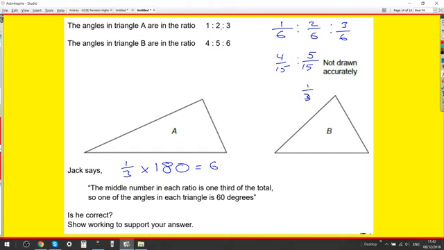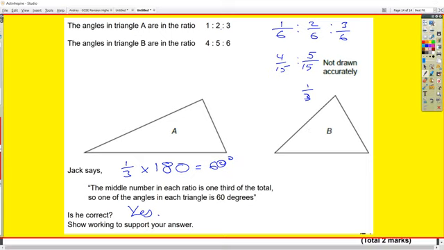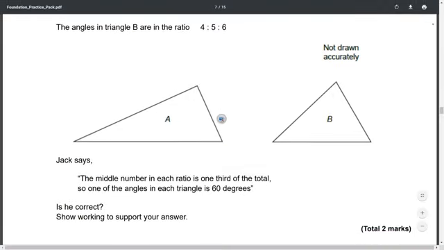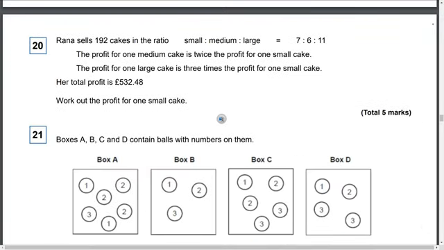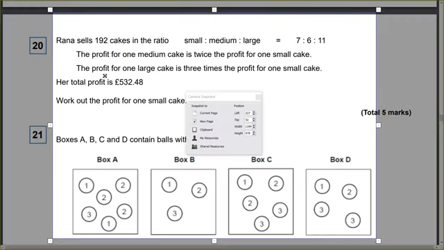That's 60. And so is he correct? Yeah. So 1/3 of the total degrees in the first one is there. 1/3 of the total degrees in the second one is there. 1/3 of 180 is 60, and so both of them have it. Okay, a 5-mark question. Let's do it.